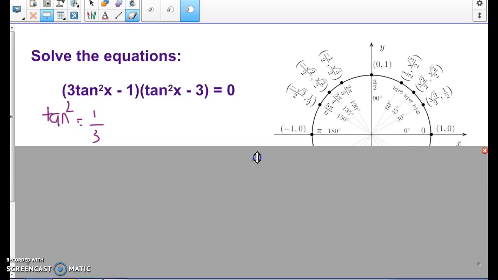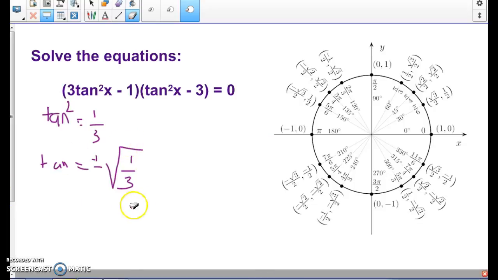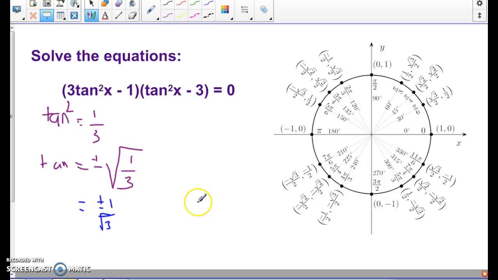So I'm going to start with the left side. Tan squared is going to equal positive 1/3. And then tangent's going to equal plus or minus the square root of 1 over 3, which breaks into plus or minus 1 over root 3. Normally I would tell you to rationalize that denominator. However, in this case it's not very helpful because tangent is sine over cosine. And it's easier for me not to rationalize because the sine is 1 and the cosine is root 3, or any positive negative combination.